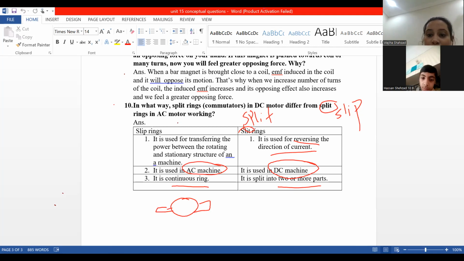But if we talk about a split ring, it is like this. It's divided into two parts. We can divide it into even more than two parts, but in your book it is only divided into two parts. So this is known as split ring. This is known as slip ring, right? So these are the question answers of your book.